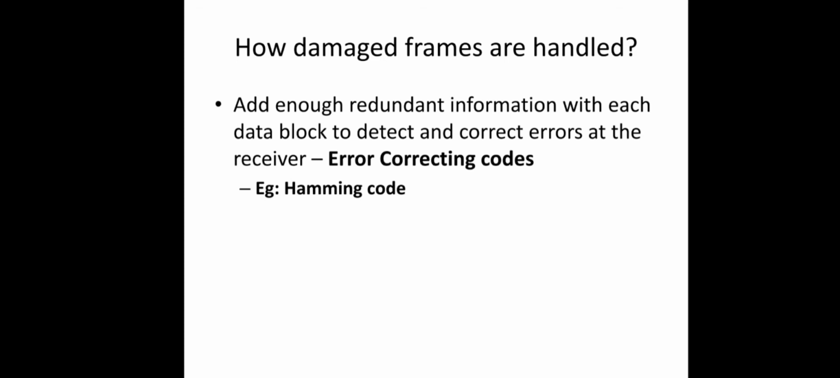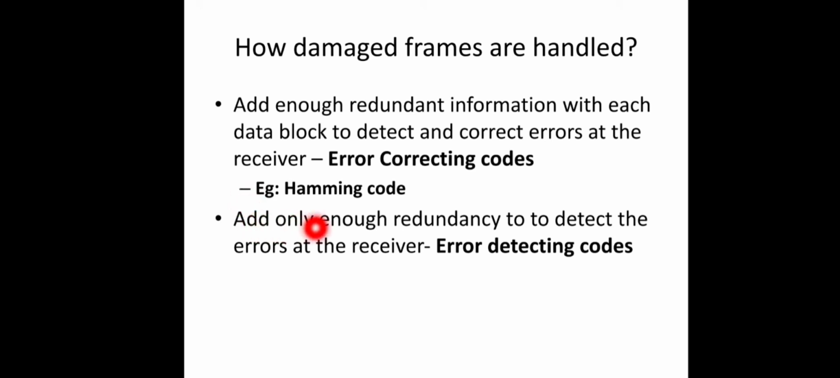And the second method is to add only enough redundancy to detect the errors at the receiver. There is no correction, just detection. Such a code is called an error detecting code. An example of such a code is CRC. In the second case, the data link layer will not be able to identify the error. It can just understand there is some error. So it will request retransmission by the sender.